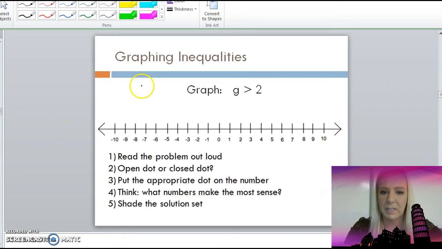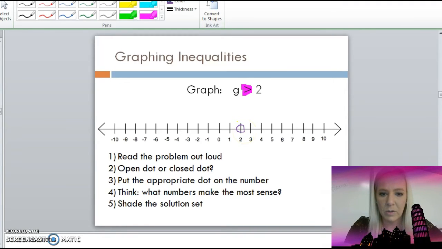So in our first example, what I like to do is read the inequality out loud, or to myself. G is greater than 2. If you're unsure of how to read the symbols, you can refer back to the last video or your graphic organizer. So G has to be greater than 2. I'm going to leave an open dot at 2 because I can't include 2. G has to be greater than 2.